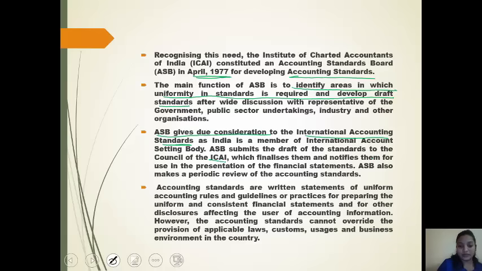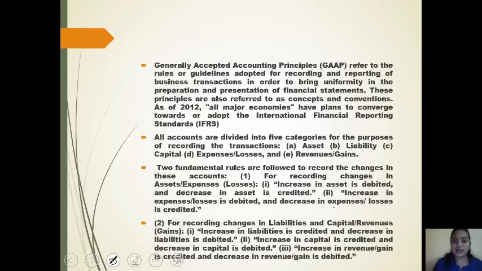Now, accounting standards are written statements. What are accounting standards? Accounting standards are written statements of uniform accounting rules and guidelines of practices for preparing uniform and consistent financial statements and for other disclosures affecting the users of accounting information. And Generally Accepted Accounting Principles, GAAP, refers to the rules or guidelines adopted for recording and reporting of business transactions in order to bring uniformity.